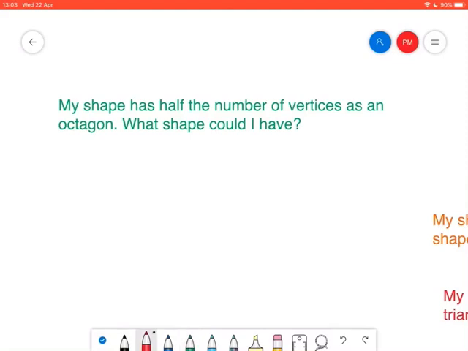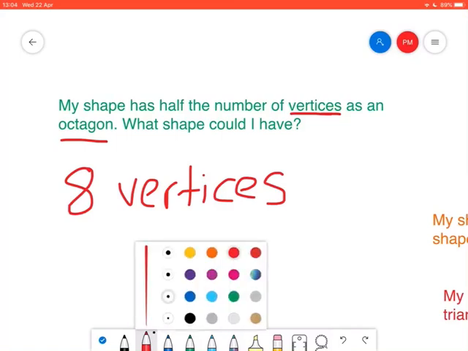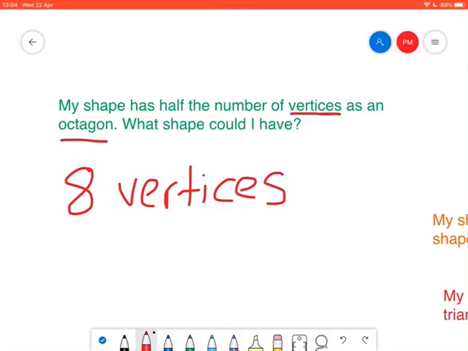So the key parts of this are vertices, because we're looking at the vertices, not the sides, and octagon. Okay, we did not yesterday cover an octagon, so an octagon has 8 sides, or 8 vertices, sorry. 8 vertices. And if you figure that out for yourselves, excellent. So it's got 8. So half of 8 is 4. So we've got 4 vertices.